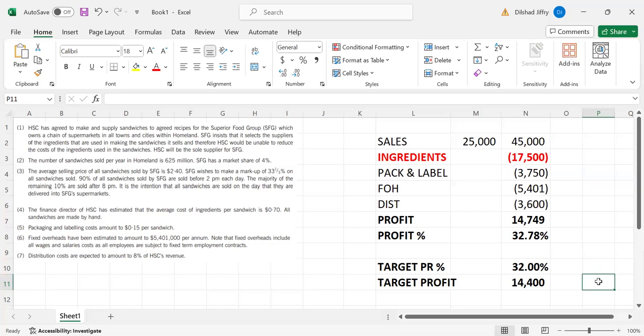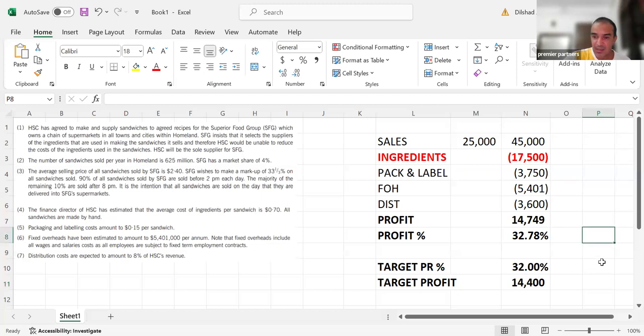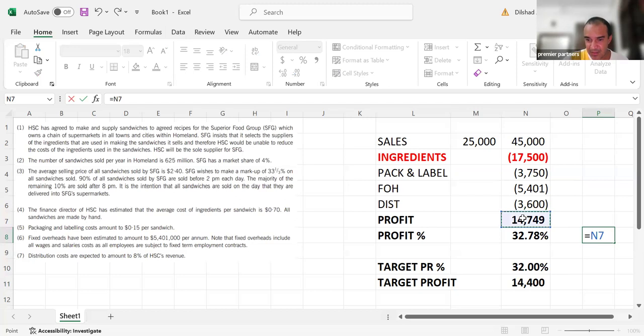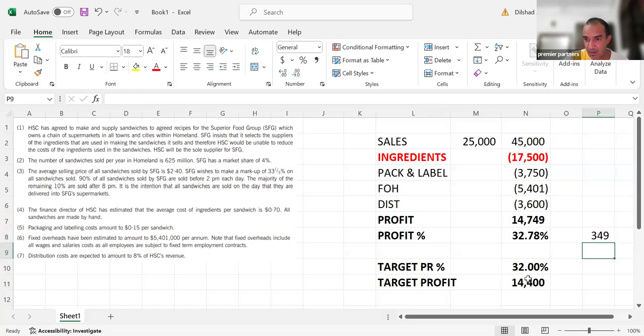Yeah, correct. Why do you say that? I need one more calculation to prove that. We can take the difference between 14,400 and 14,749, the percentage, and how much the ingredient cost can go up. Exactly. So 14,749 minus 14,400 is 349. So 349 divided by 14,400. So that's a very, very minute percentage.